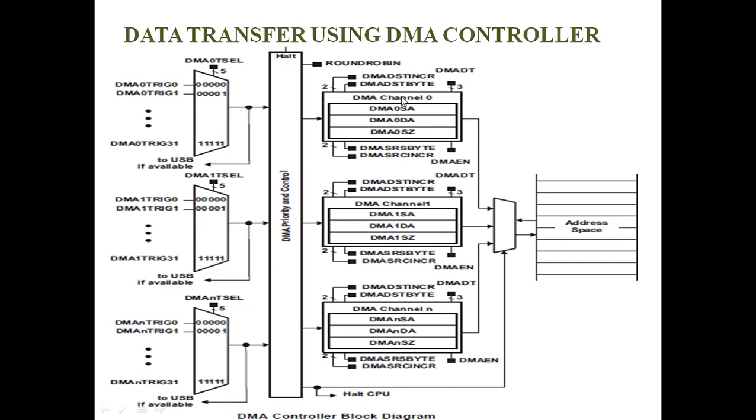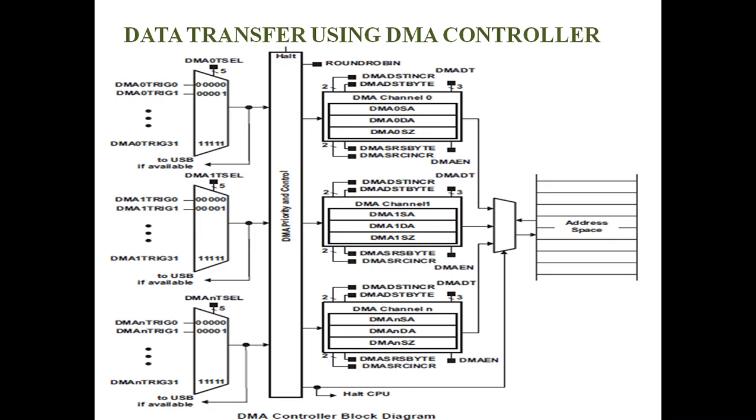In each channel, it contains some control bits: source byte, source increment register, enable pin, DMA enable pin, destination increment register, and DMA destination byte. Similarly for all, these 8 channels are individually configurable.